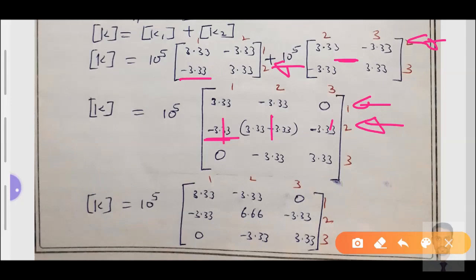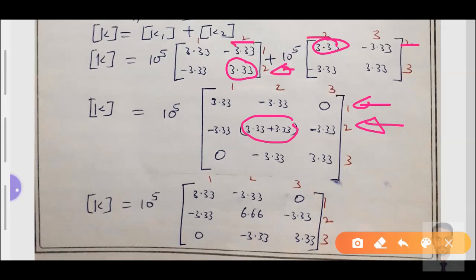Is there anything here in the second matrix? No, so plus 0. Then the second row second column is available in both the first matrix and the second matrix, so it is 3.33 plus 3.33. For the second row third column we don't have any value in the first matrix, so 0 plus −3.33 becomes −3.33.